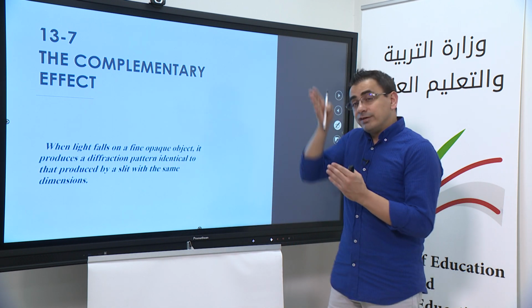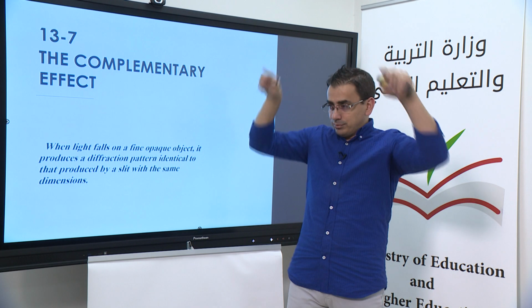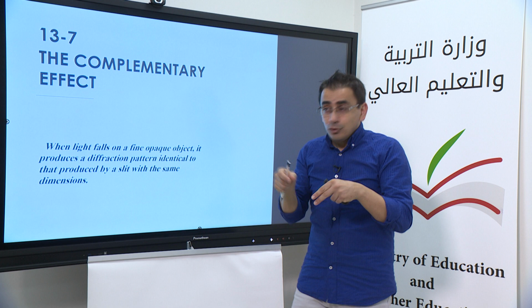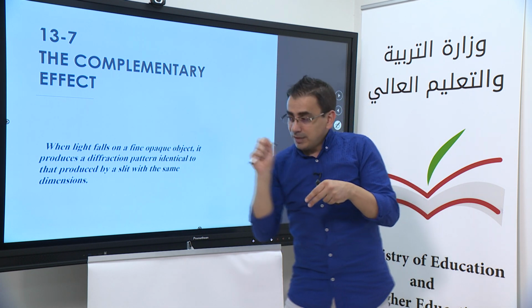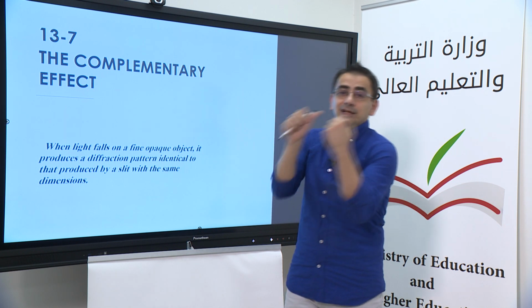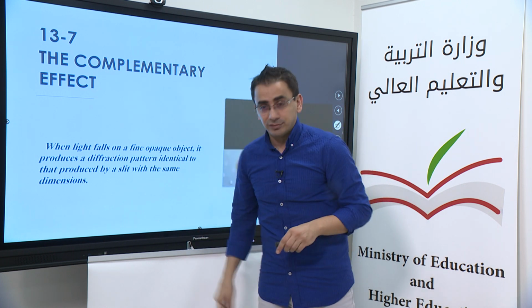When light falls on a fine opaque object, it produces a diffraction pattern identical to that produced by a slit with the same dimensions. Meaning, if we send light on an opaque object, not an opening like the slit, instead of having a screen with an opening in the middle, I have an open window with a block in the middle. We send light on it, and this block has the same dimension, same width, as the opening before, so it will give me the same diffraction pattern.